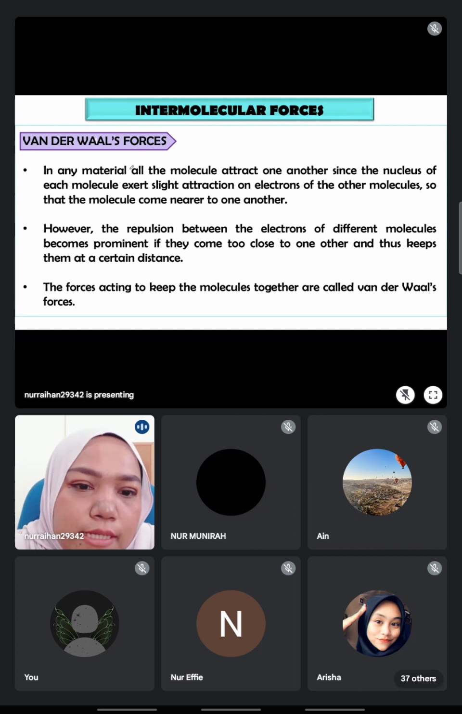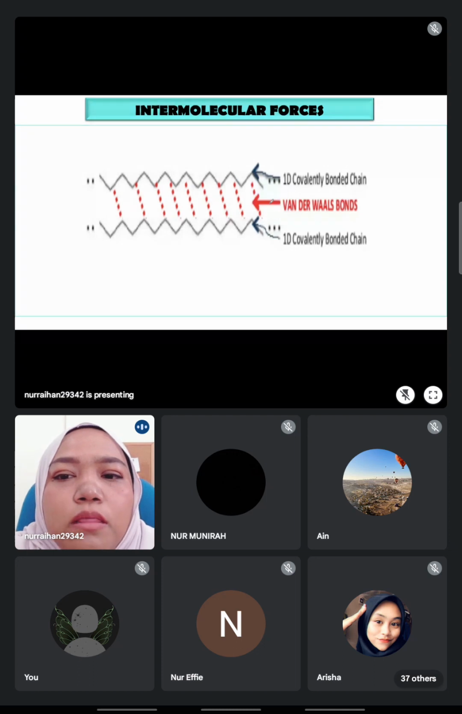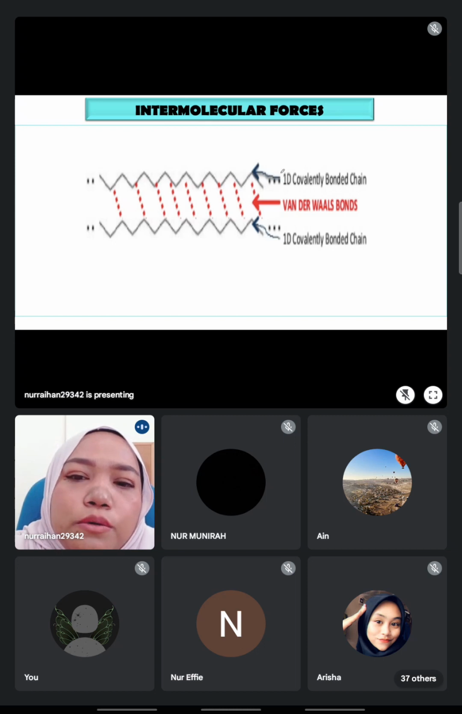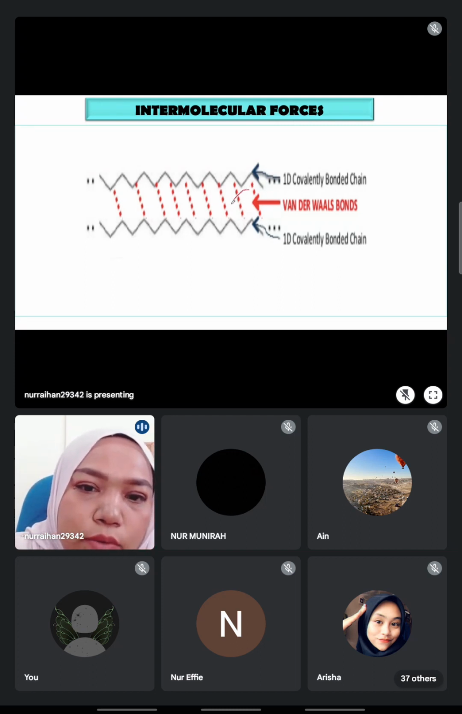And then we have the van der Waals forces. Okay, the polymer chain can also be linked by the van der Waals forces. So this one occurs when all the molecules attract to one another, since the nucleus of each molecule exerts slight attraction on electrons of the other molecule, so that the molecules come nearer to each other. Sebagai contohnya, ini dipanggil sebagai van der Waals forces, van der Waals bonding. Okay, antara polymer chain tadi. So this can be another attraction, okay, between the polymer chain. Okay, sama juga macam dipole tadi. This one, when you apply the energy, they can be broken.